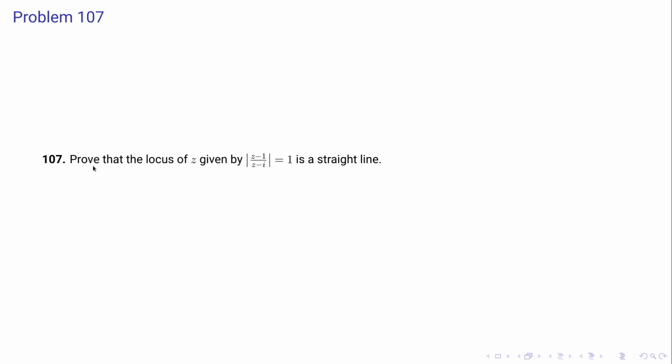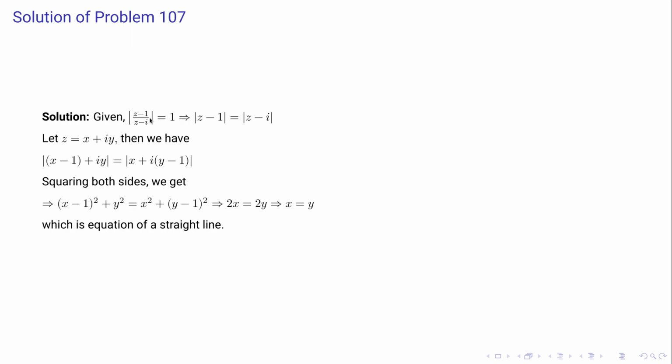Problem 107 says that prove that locus of z given by mod of z minus 1 by mod of z minus i is equal to 1 is a straight line. So we are given that this fraction is equal to 1, so we can write mod of z minus 1 is equal to mod of z minus i. So like previous example, we substitute z is equal to x plus iy and square both sides.